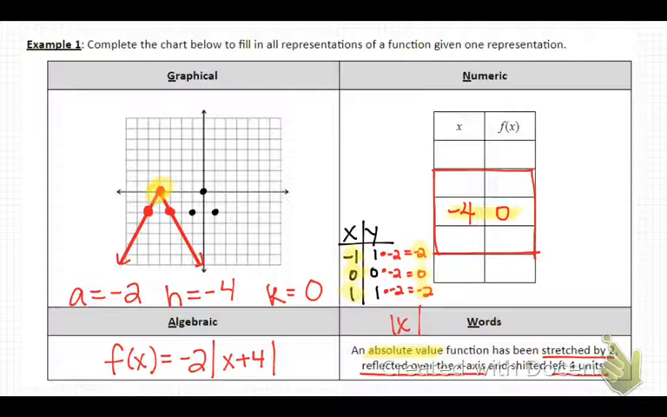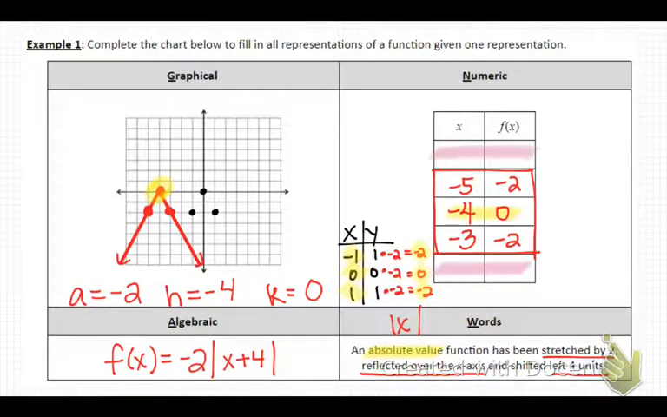Okay, what's another point that I can fill in? Okay, -5, -2, and what else do I have? -3, -2. Okay, I do need the other 2 points. Yes, I do. So what is going to get filled in there? How are you going to figure it out?